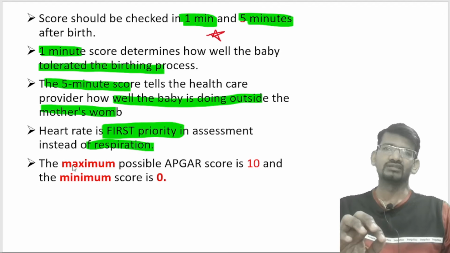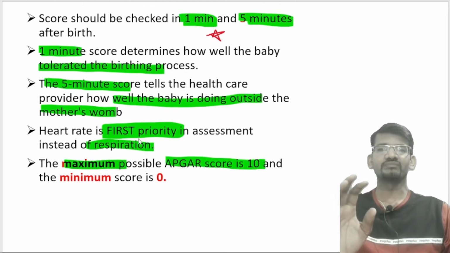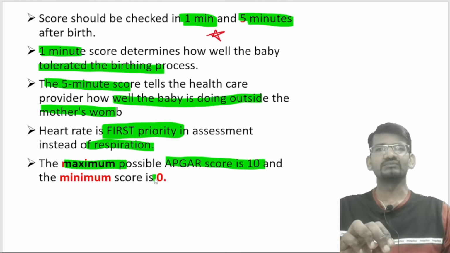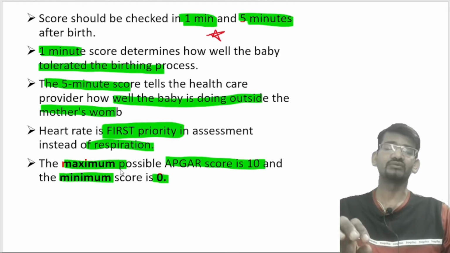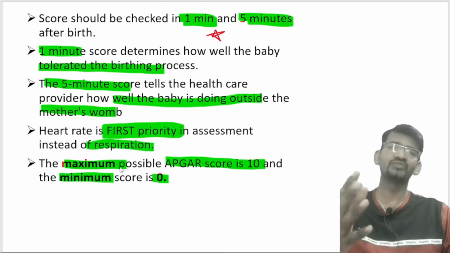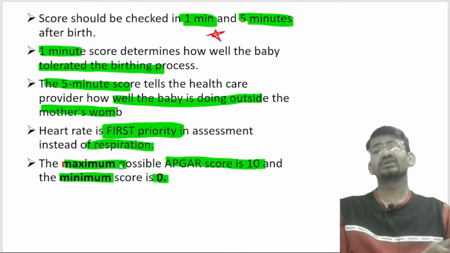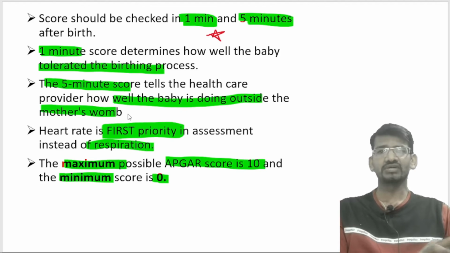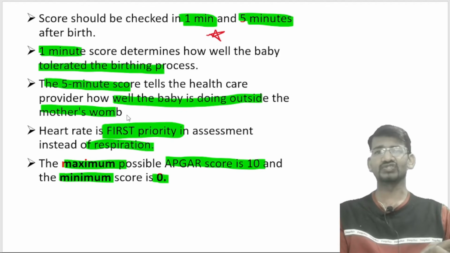Then, as I told, the maximum score for Apgar scoring is 10 because there are 5 parameters. Okay, the max score of each parameter is 2. So 5 into 2 is 10, the maximum score, and the minimum score for each parameter is 0. So the minimum score will be 0. So these are some important points you have to remember with the Apgar scoring.